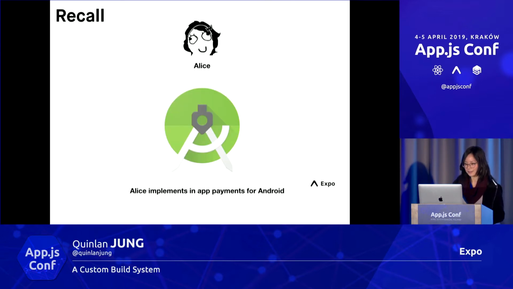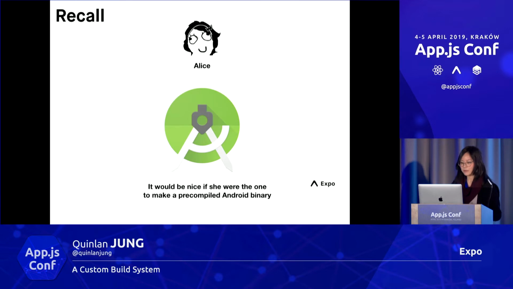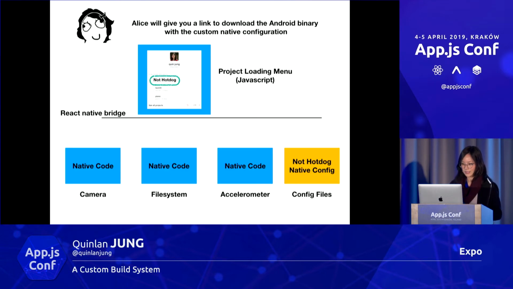All right, so recall that Alice was the one that was implementing in-app payments for Android. It would be really nice if Alice was the one to make the precompiled Android binary. So it would be really nice if Alice was the one to give you a link to download the Android binary with custom native configuration. So what that would look like is that you'll download an APK onto your Android device. And with Android, there's no problem. Once you download the APK, you can install it on your device.